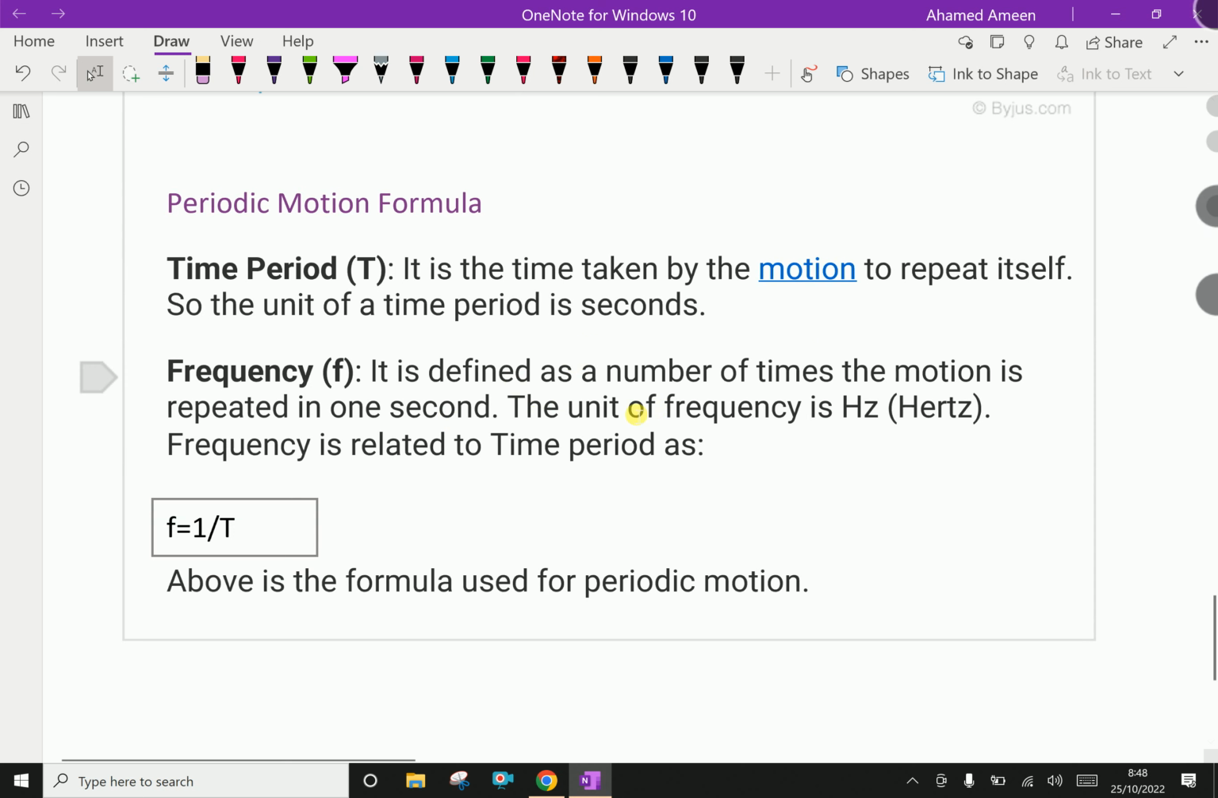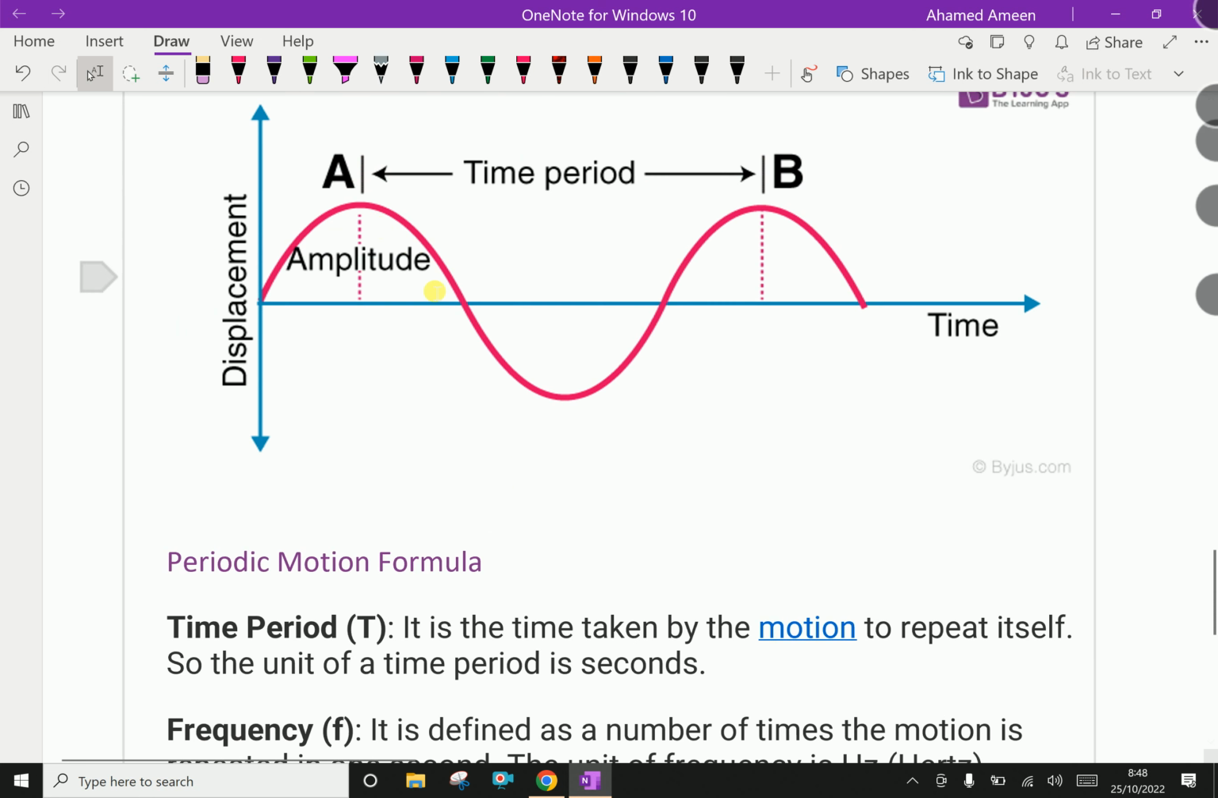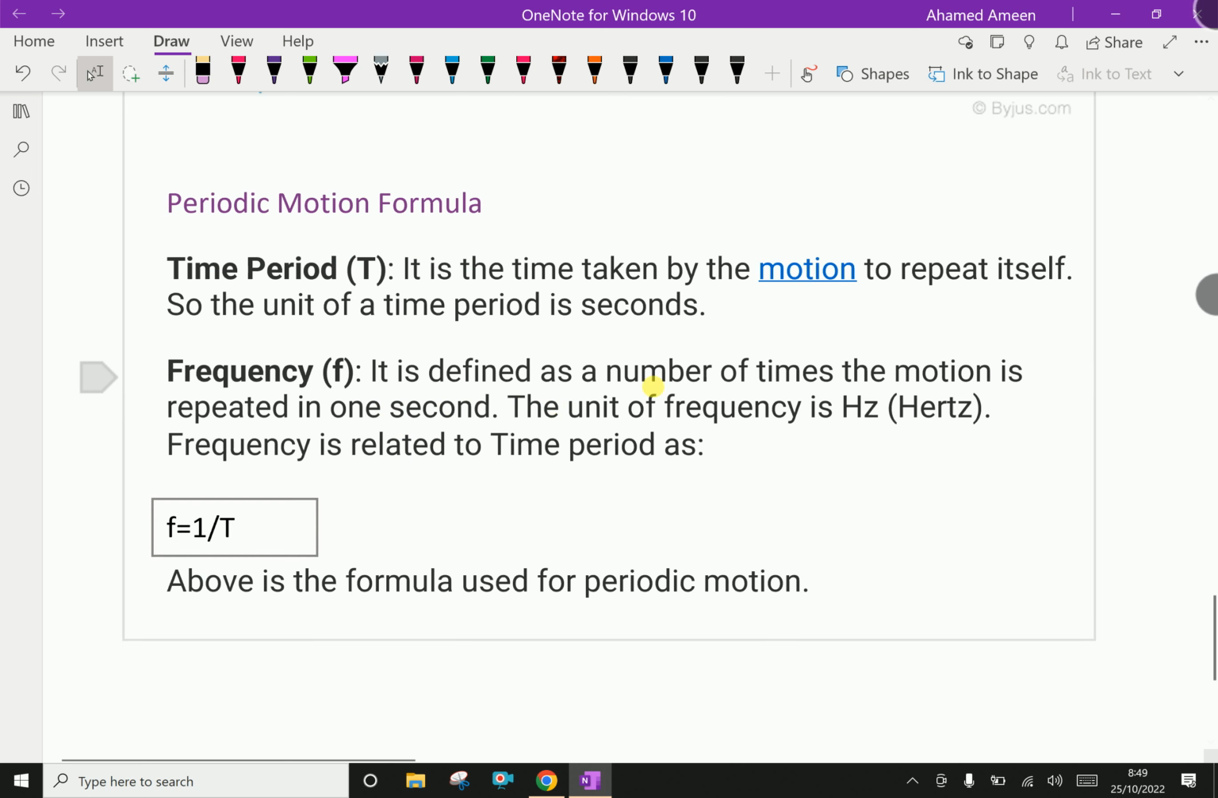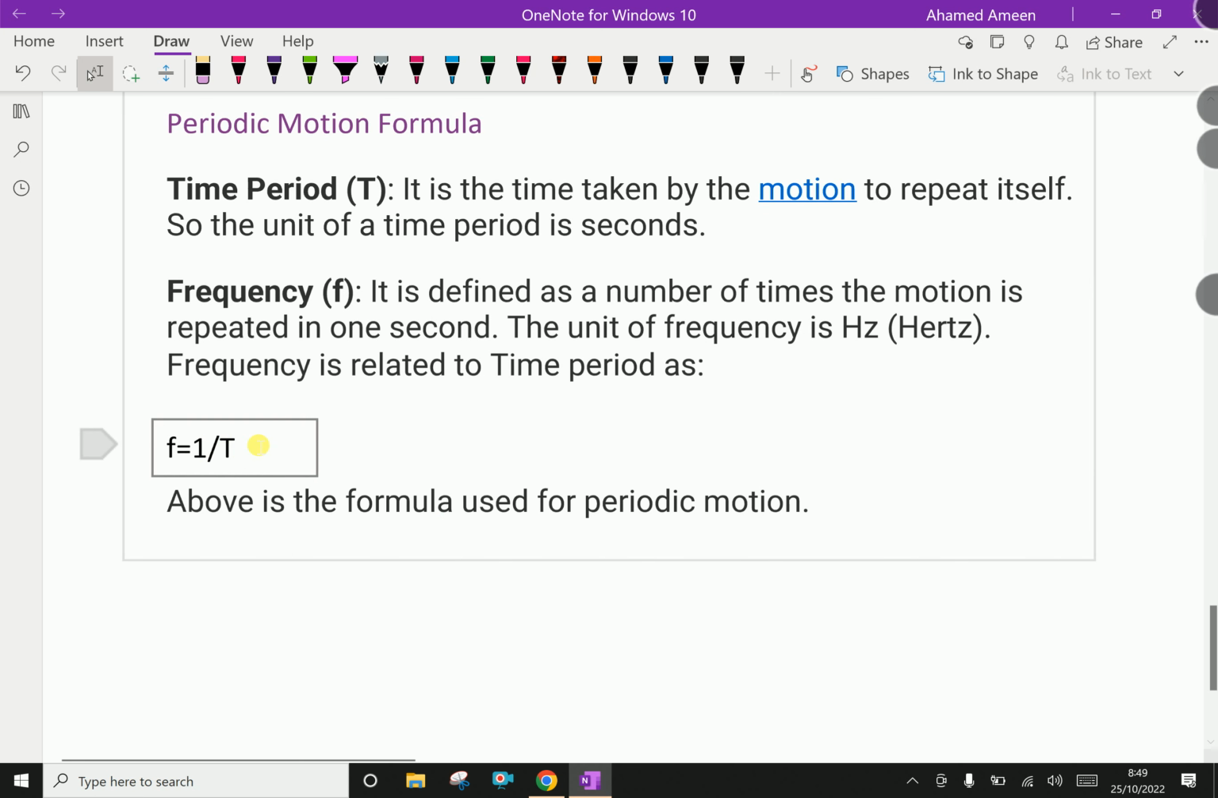Frequency is defined as the number of times the motion is repeated in 1 second. Here the waves continue. In 1 second, how many such waves pass through is called the frequency. The unit of frequency is Hertz, Hz. Frequency is related to time period as frequency is 1 over T. This is the formula used for periodic motion. Here we will further discuss.